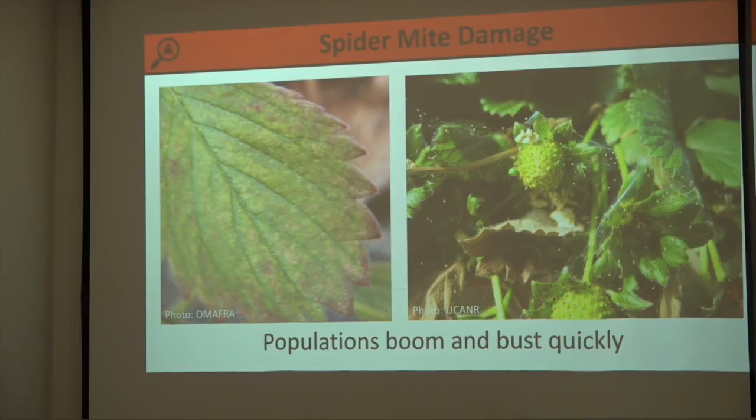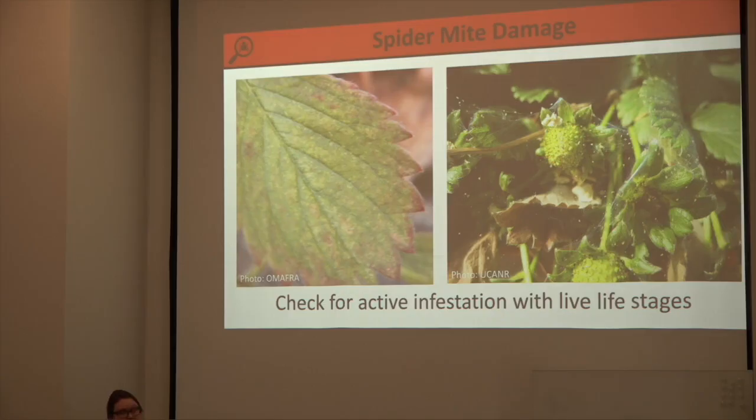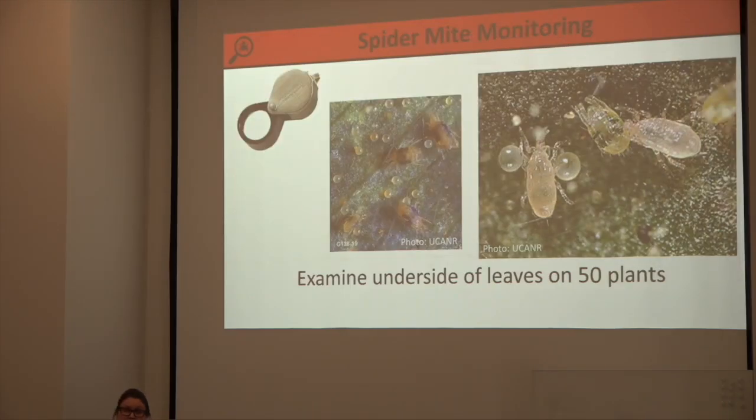But they will also, if it's moist, catch this pathogen. It's a fungus that just kills them right off. So I will reiterate, check for active infestations. They're very small, so you have to use a hand lens to really look at them. These circular balls here are spider mite eggs.